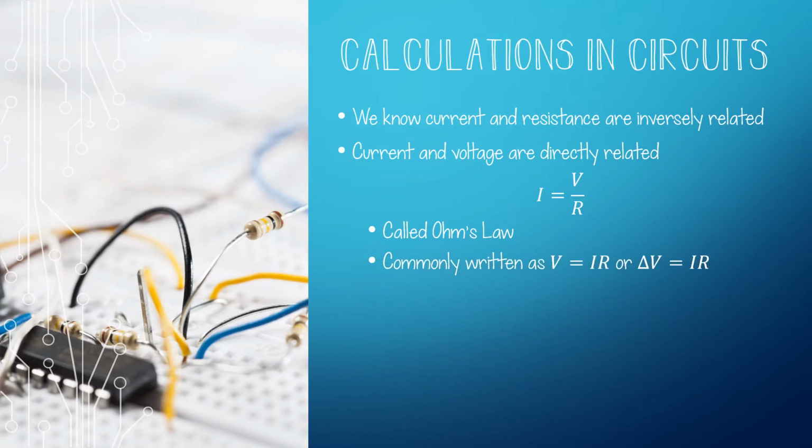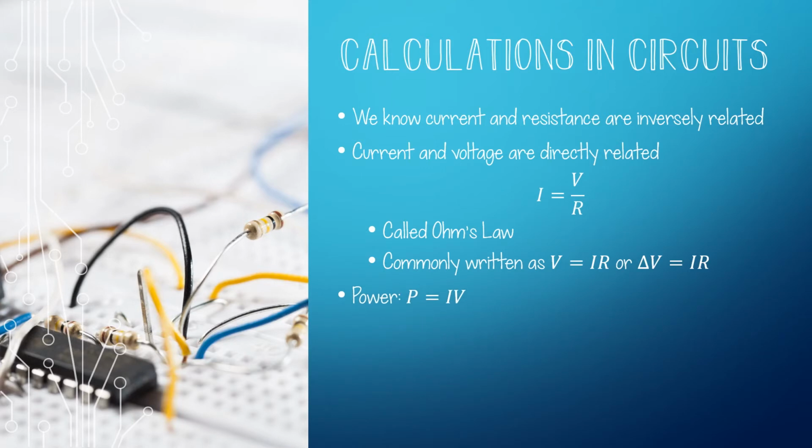We commonly write this in a slightly different order, though. Rather than I equals V over R, this is commonly written as V equals IR, or sometimes you might see it as delta V equals IR. This comes from the fact that V or delta V are both symbols that can sometimes be used for voltage. We'll use this equation quite a bit in this class. It's probably one of the most important circuit equations that we have, and so you'll probably have this one memorized by the time we're done with this unit.